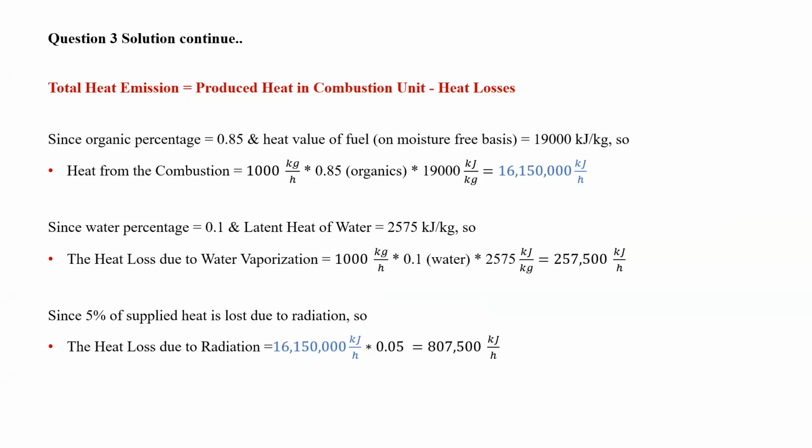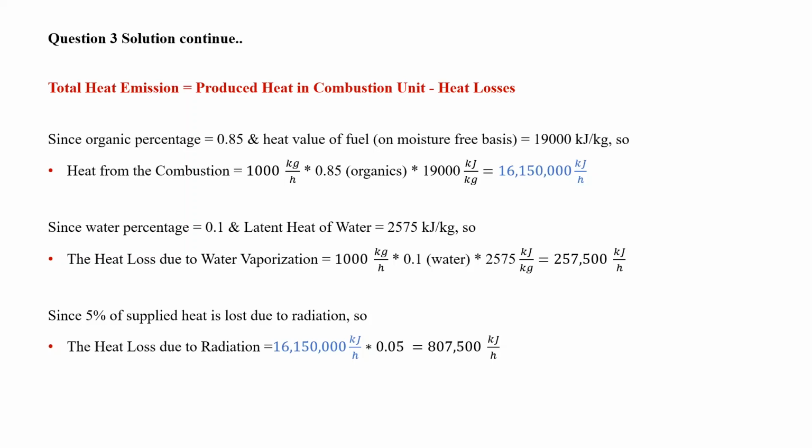And therefore, the heat amount is calculated as 16,150,000 kilojoule per hour. And then we should calculate the heat losses. Firstly, some portion of heat is lost due to the water vaporization, as I said before. And so we should include this portion into our calculations. And to find it, first, we should multiply fuel inflow with the percentage of water, which is 10, to find the water flow rate. And then we should multiply this number with the latent heat of water.